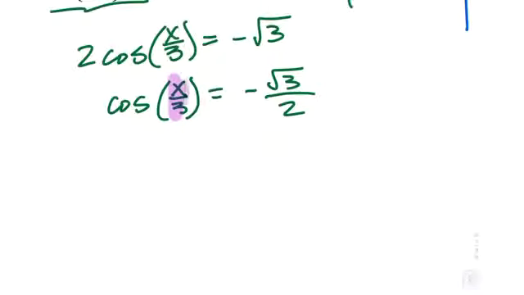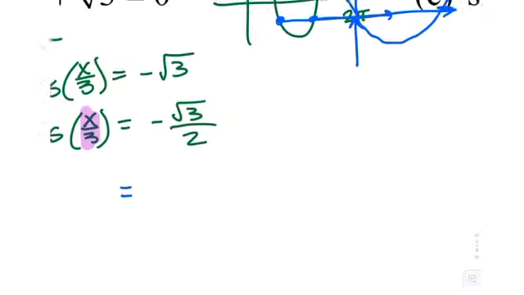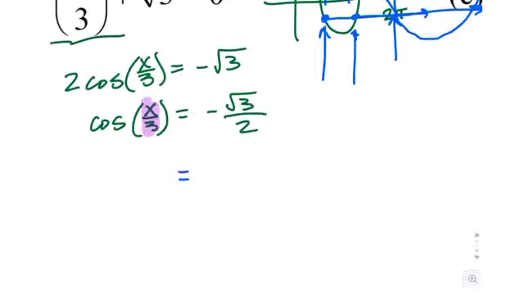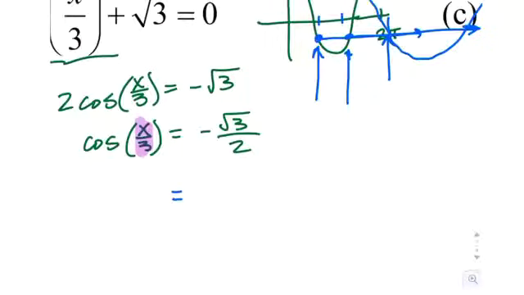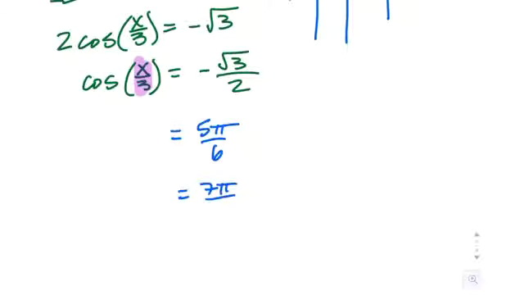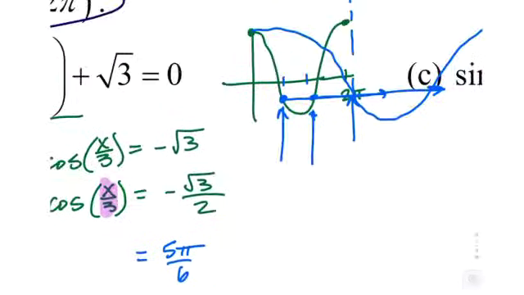Because it's x/3, and it's the only trig function we have, you do not have to get that to be an x. You just pretend that it's cosine of x. Where would cosine equal negative square root of 3 halves? That is, what are these two angles right there? Cosine's negative in quadrants 2 and 3, so that's going to be your pi/6 reference angle. I'm going to do them in order: 5 pi/6 and 7 pi/6. Excellent. So that would be those first two guys.